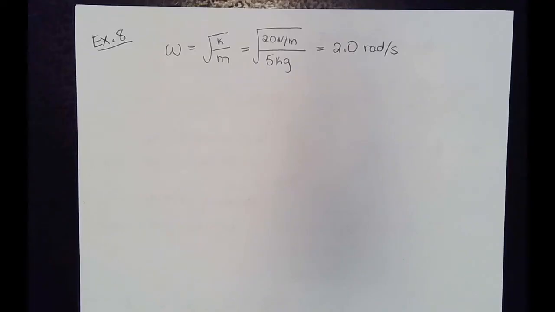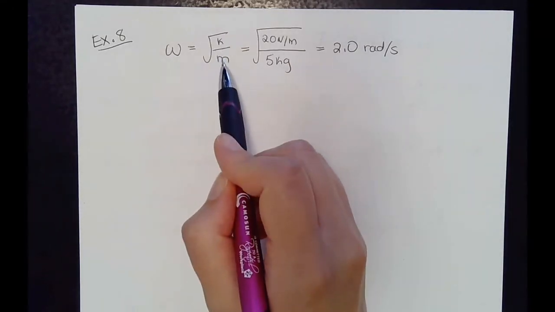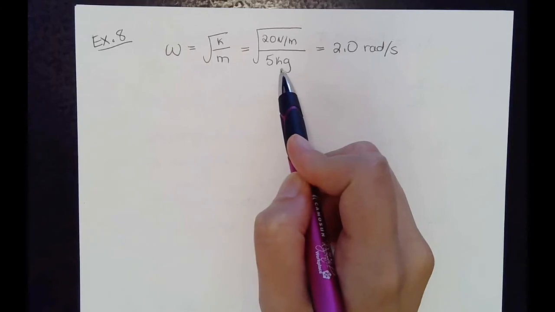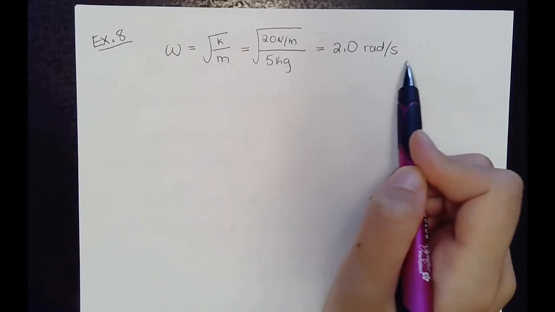Okay, first let's find the maximum speed of this mass on a spring, or speaker on a spring, in simple harmonic motion. So we'll need omega. It's root k over m. Root 20 newtons per meter over 5 kilograms gives us 2 radians per second.